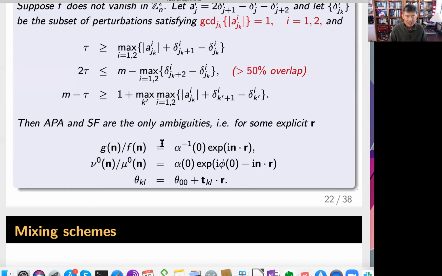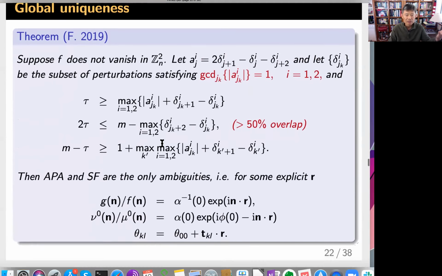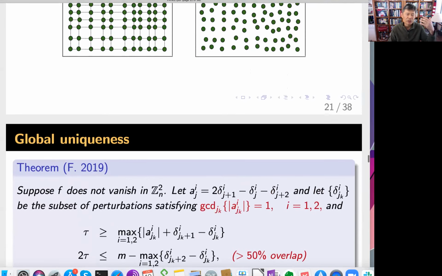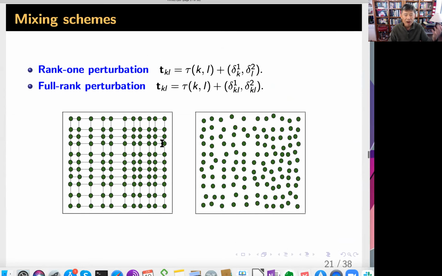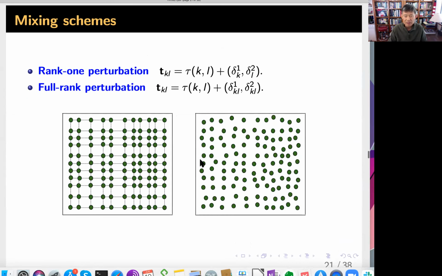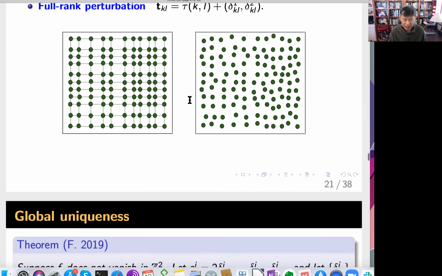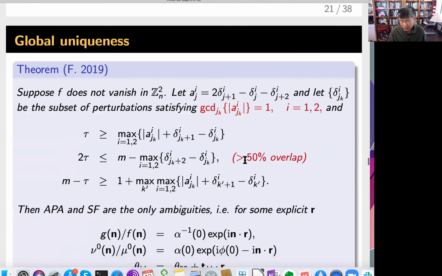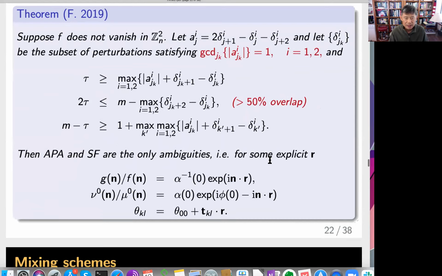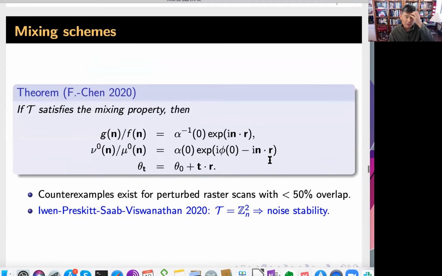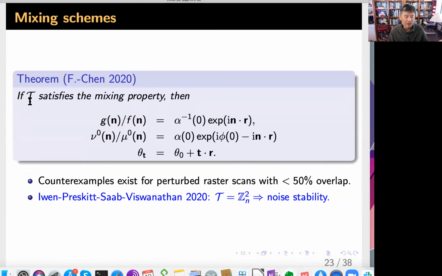So in any case, you need a mixing scheme, what we call a mixing scheme. There's a general definition of what mixing schemes are, and these are 2 examples of the mixing scheme that we actually can prove very concretely. We come up with a very concrete condition with about 50% overlap. So more generally, if the measurement scheme satisfies the mixing property, then you have the reconstruction from blind ptychography up to an affine phase factor.